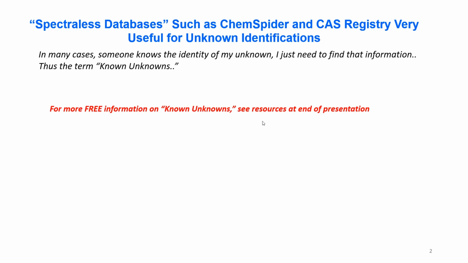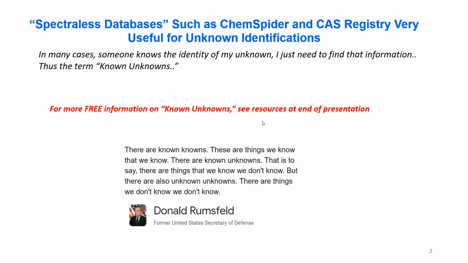In many cases, someone knows the identity of my unknown. I just need to find that information, thus the term known unknowns. I did not coin this term. It was actually one used by Donald Rumsfeld, the former United States Secretary of Defense, and it's shown below.